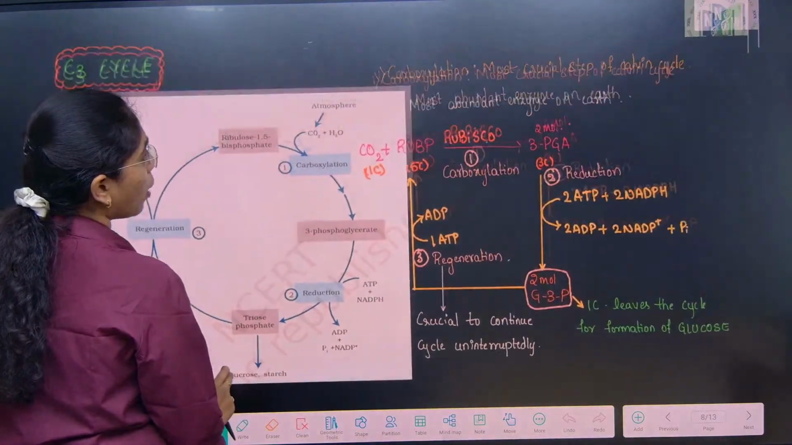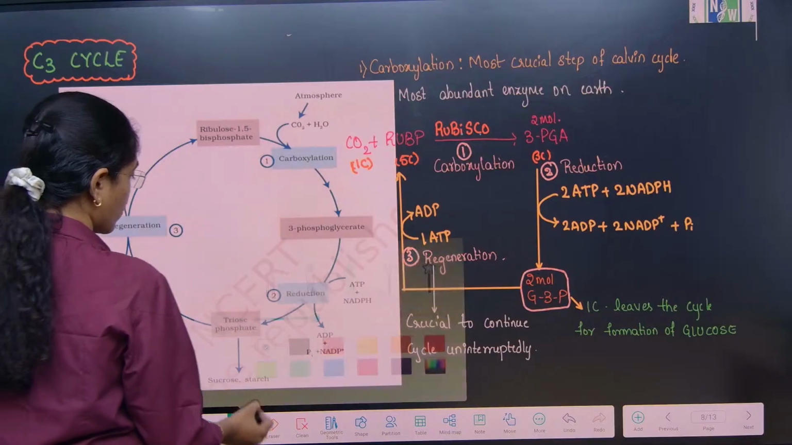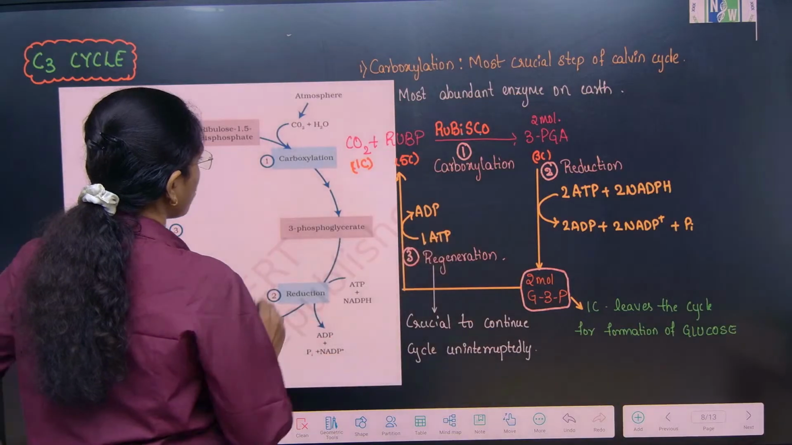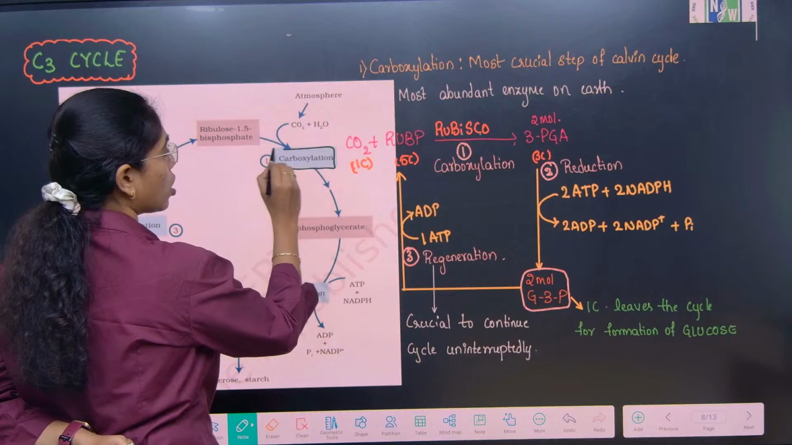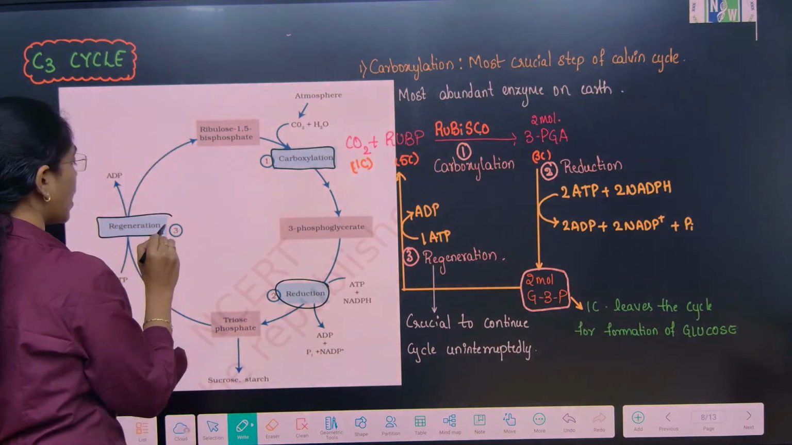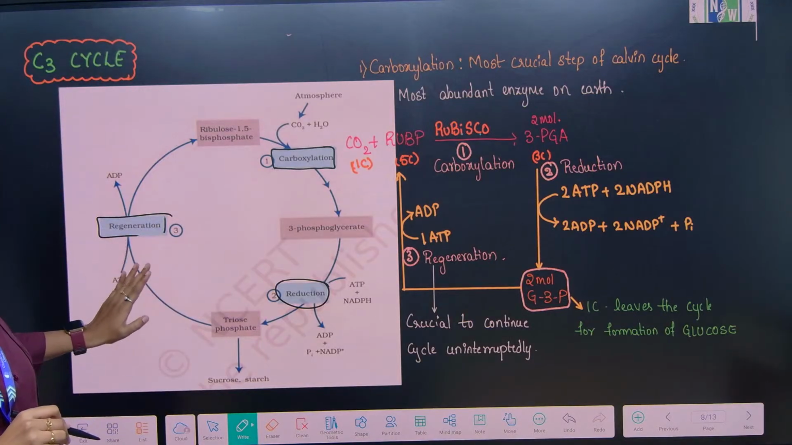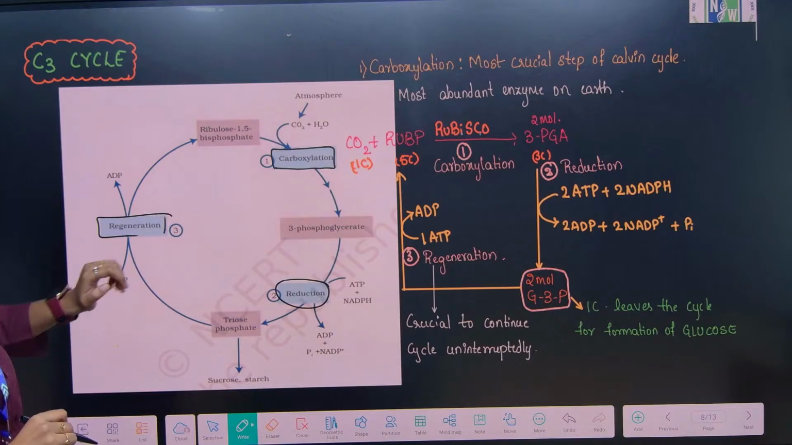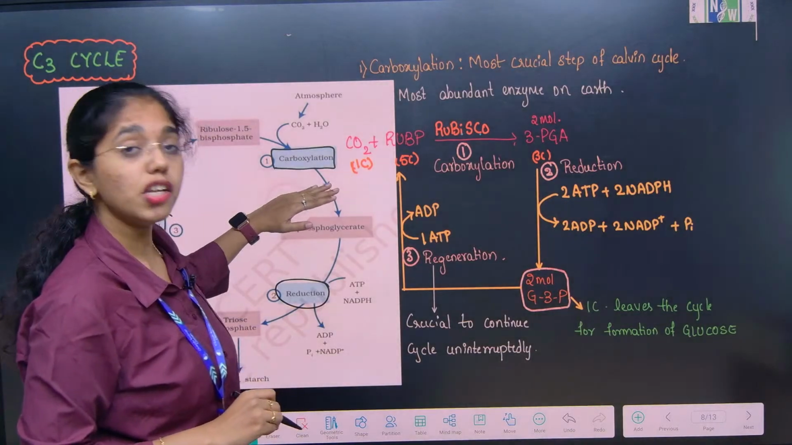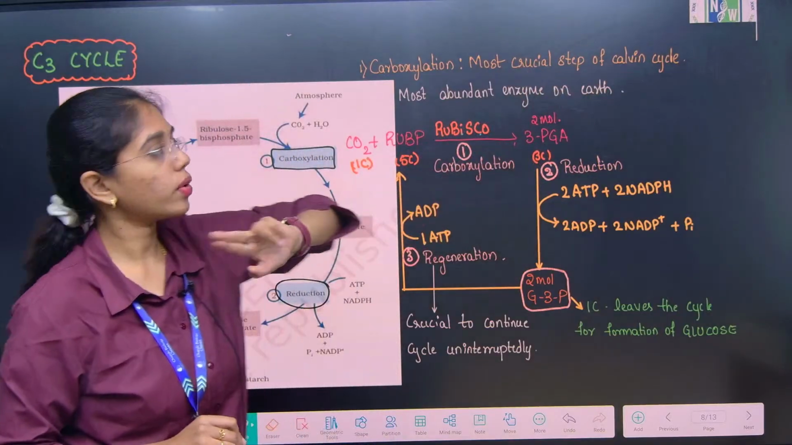C3 cycle is operated in 3 steps. Listen with utmost focus and attention, it is very important to be known. So, first step is carboxylation, second step is known as reduction, third step is known as regeneration. These are the 3 steps which occur in C3 cycle. So, the first step, carboxylation, is known as the most crucial step of Calvin cycle, okay.